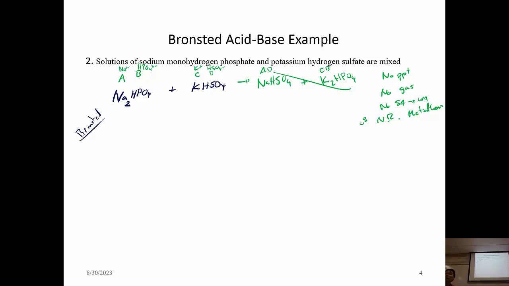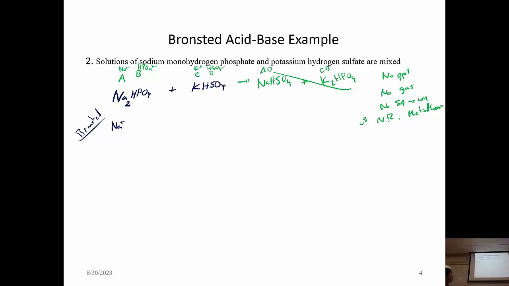So in Bronsted, what I do is I inventory the species present, or I inventory the solution here. Sodium monohydrogen phosphate is a soluble salt. Soluble salts completely ionize in solution. So if this ionizes, I'm going to form sodium ions. Do I ionize the HPO4 2 minus? Should I ionize it, or should I leave it alone? What am I allowed to ionize? I'm allowed to ionize the strong acids, the strong bases, and the soluble salts. So I just ionize the soluble salts, the sodium. Should I ionize the H?